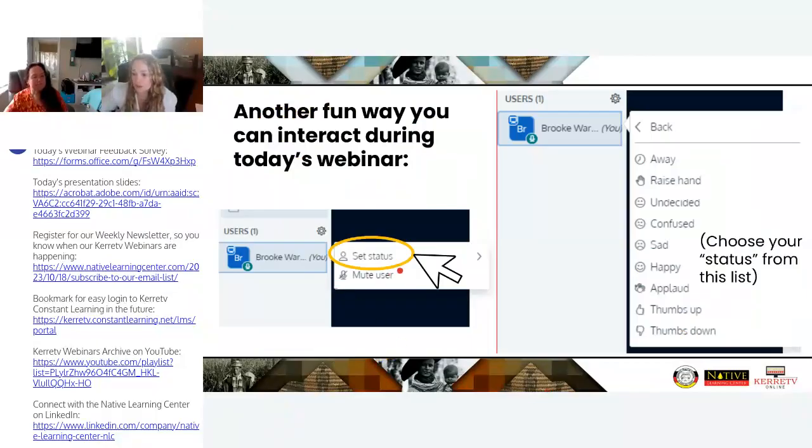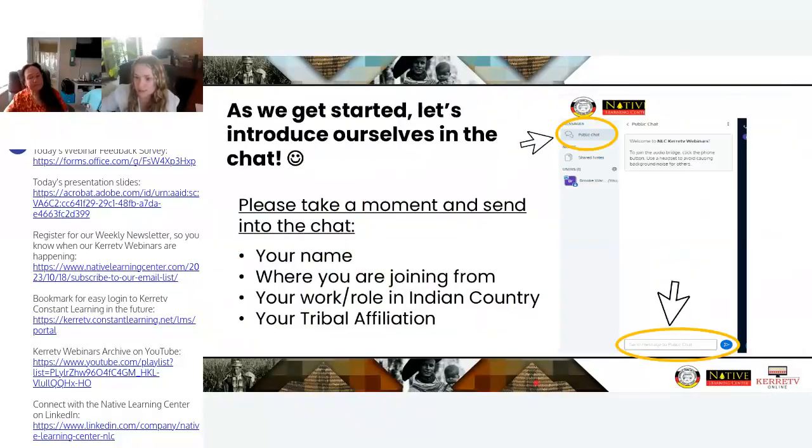Something new that's on this platform, you can set a status. If you click on your name in the users list, you'll click on set status, and then it gives you the option to show that you're stepping away for a second. You can raise your hand. You can give kind of a mood, show you're undecided, confused, sad, happy, show applause, thumbs up, thumbs down, that kind of thing. So again, you would get to that by just clicking on your name in the user list and then setting the status.